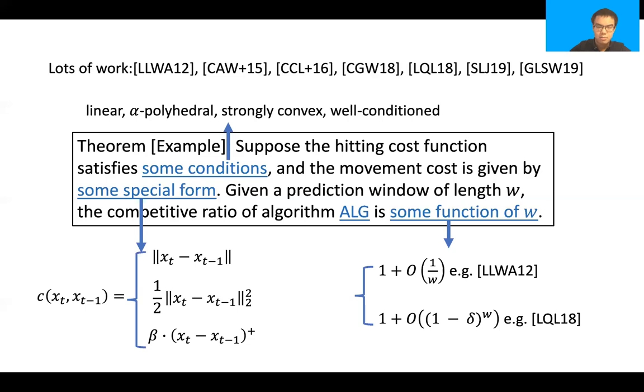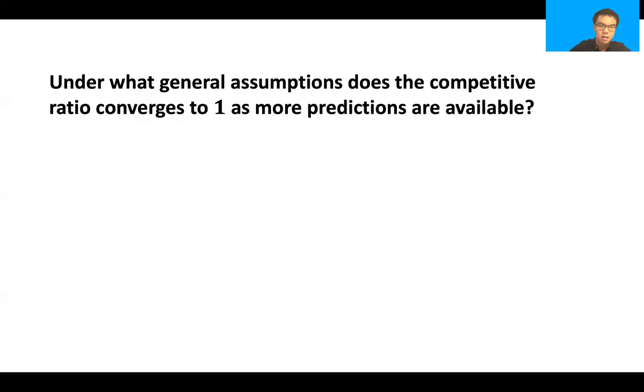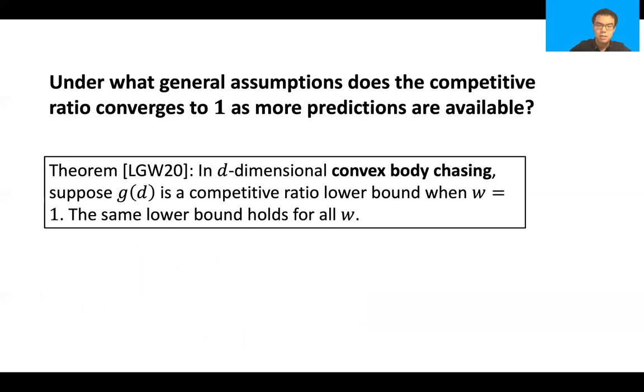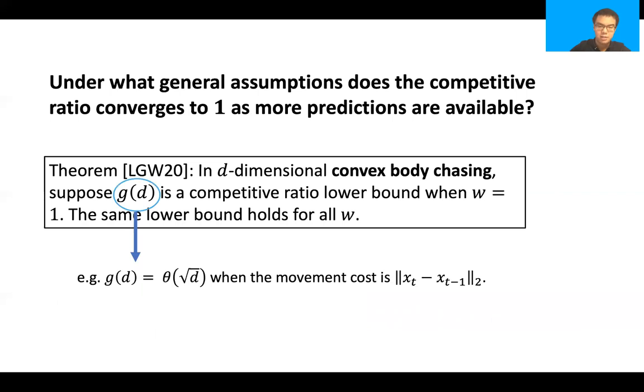Although these results may be very useful for specific applications, a big remaining question before our work is, under what general assumptions does the competitive ratio converge to 1 as more predictions are available? This is worth considering because not all instances of online optimization with movement costs can leverage predictions to improve the competitive ratio. For example, we give a counterexample. We show that convex body chasing is a counterexample in our paper.